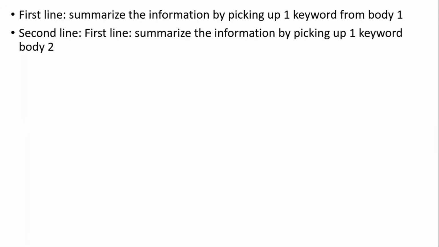The simple rule is this, only 2 lines. The first line is going to summarize the advantages, the second line is going to summarize the disadvantage. So how many advantages should I pick? One of the keywords from body 1 is more than enough. If you want to take 2, it's totally fine, and similarly for body 2, which is the disadvantage. So one thing is more than enough, whichever you think is correct.